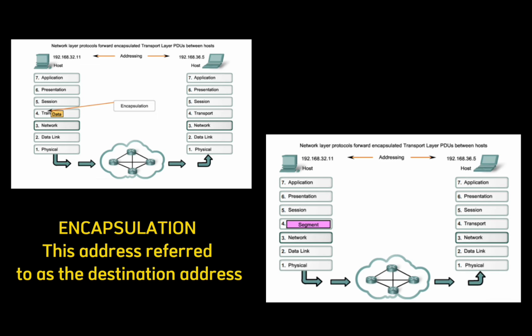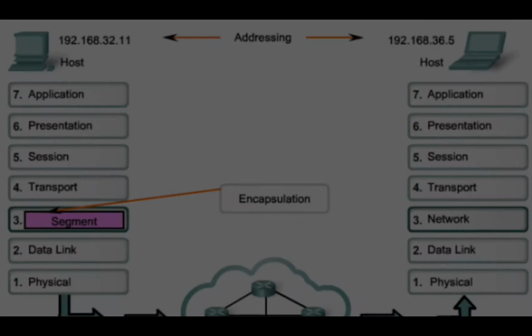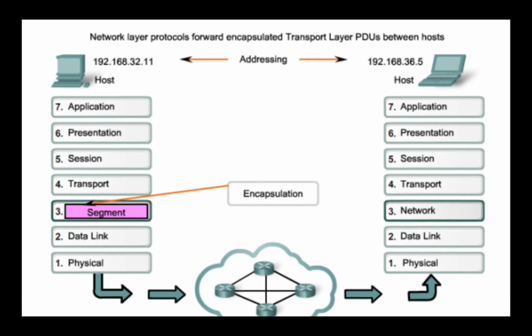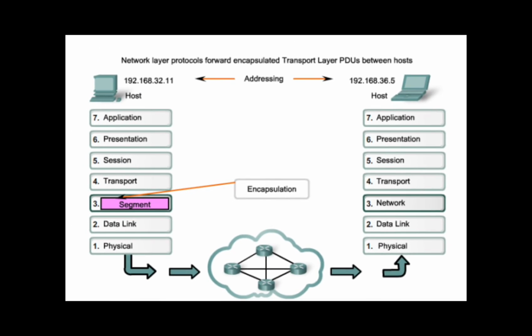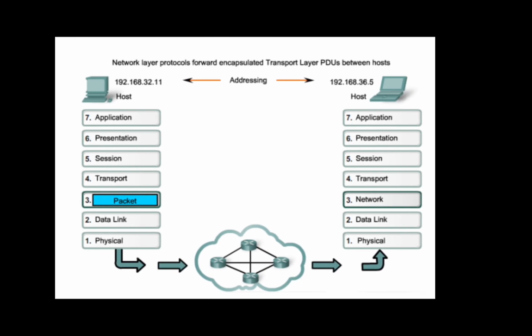Not only must the devices be identified with an address, the individual pieces, the network layer PDUs, must also contain these addresses. During the encapsulation process, Layer 3 receives the Layer 4 PDU and adds a Layer 3 header or label to create the Layer 3 PDU. When referring to the network layer, we call this PDU a packet.